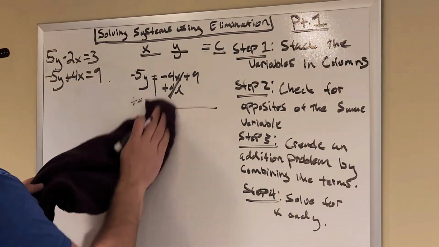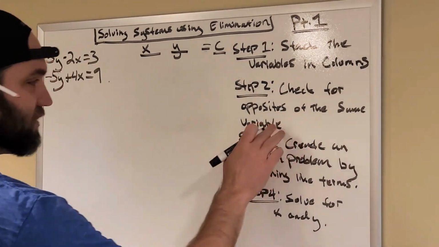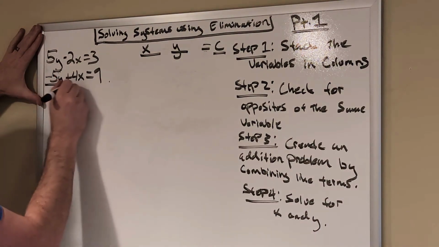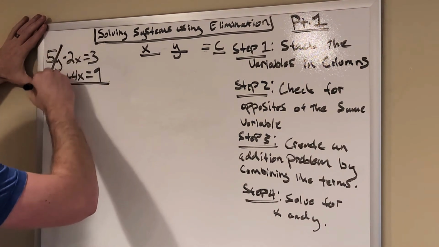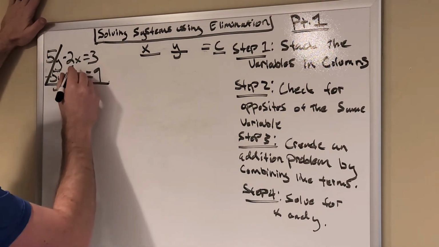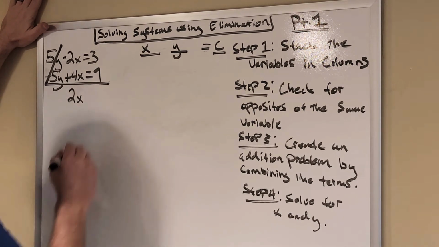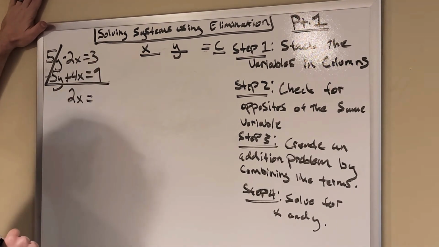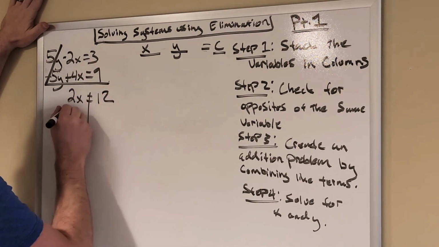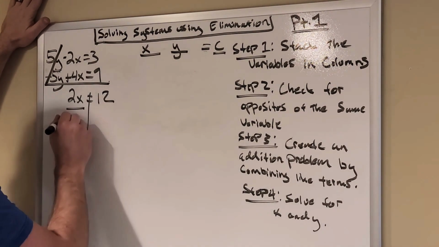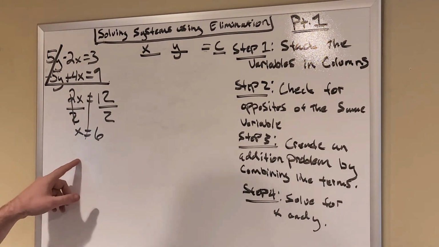And now I can go ahead and eliminate. Well, first I want to make sure I have opposites of the same variable. I do. I have a 5y and a negative 5y. So that tells me right there that my y's are going to cancel. I'm going to put a little cross through them, and I'm left with negative 2x plus 4x, which is going to give me 2x equals 9 and 3, both positive, so I add those together. That's going to give me 12. And then to solve 2x equals 12, divide by 2, divide by 2, I have x equals 6. Great. I know what my x equals.